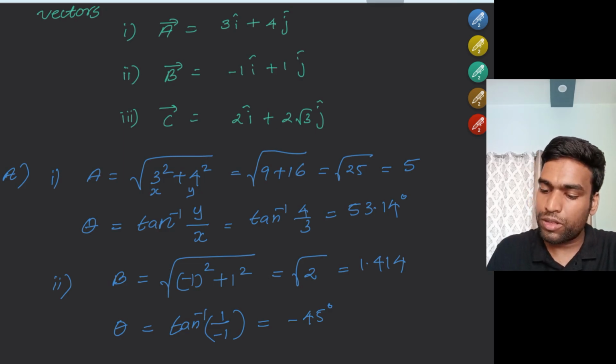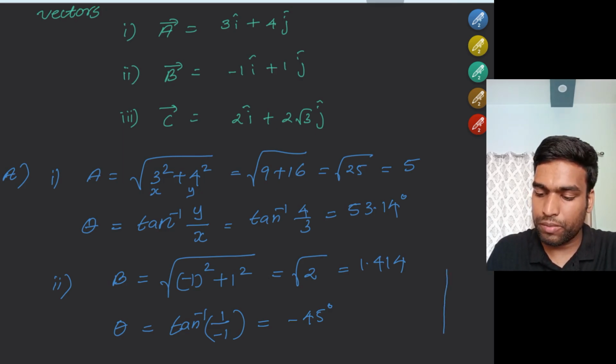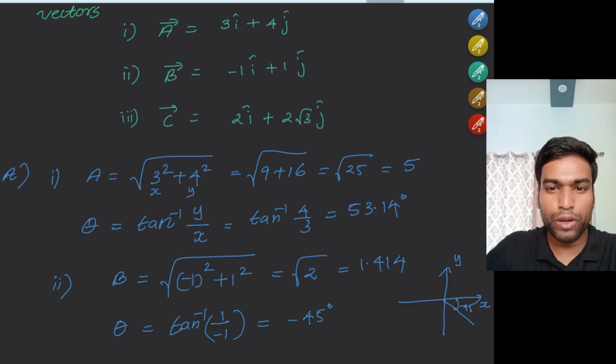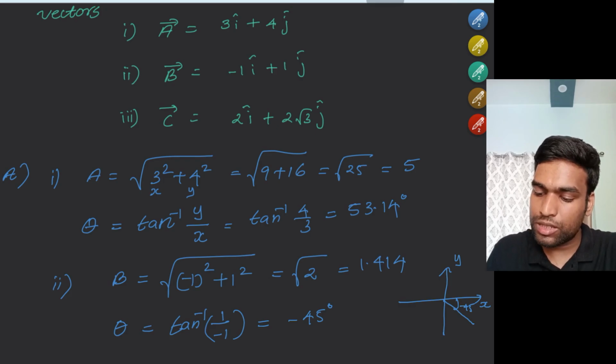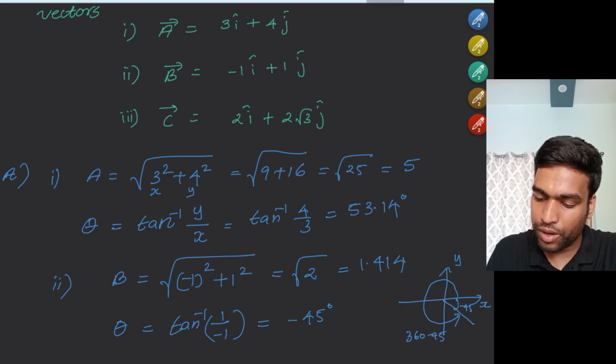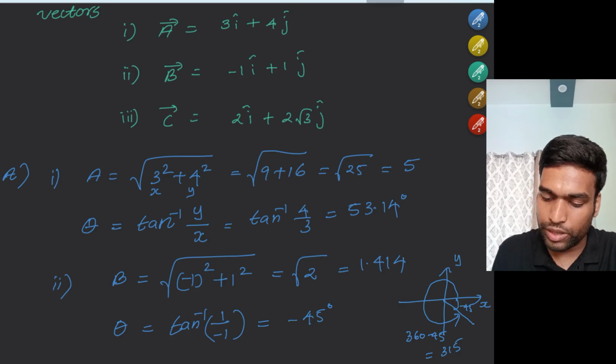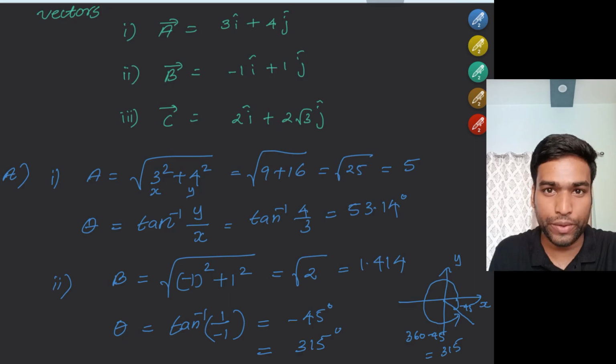So how to represent this negative 45 degree? Maybe you have that doubt. If this is the x axis and this is the y axis, then negative 45 degree will look like this, that is below the x axis. This is exactly identical to 360 minus 45, which equals 315. So negative 45 degree you can also write as 315 degree.